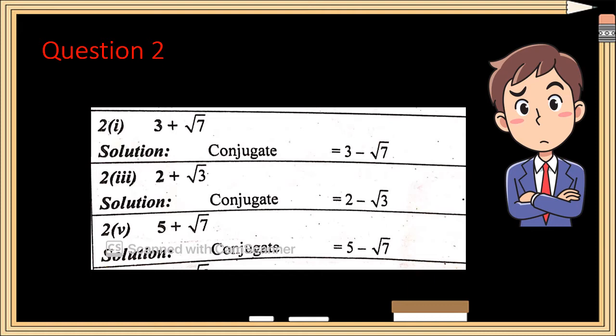Similarly in the second part you have 2 plus square root of 3. You will just change the sign of the radical term, which is positive, so it will be changed to negative. Similarly in part number 5 you have 5 plus square root of 7. The conjugate will be 5 minus square root of 7.